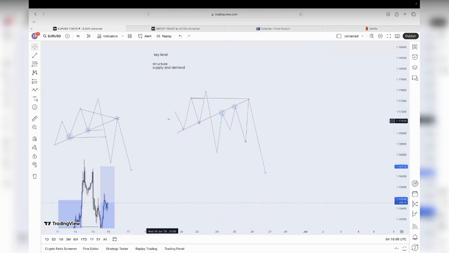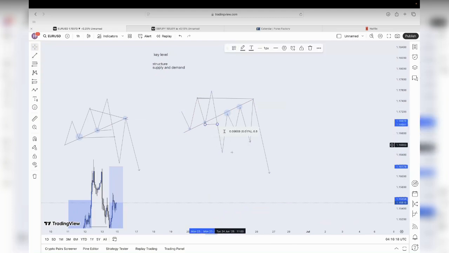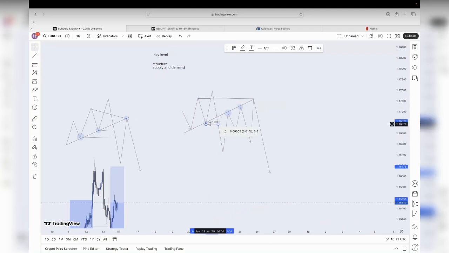Why? Because I can see structure, which is the main guy. I can see that this is the MSS that price created. This is sell side structure. This is a structure, right? I can see that this is the MSS that price created. After creating that MSS, it gave us this inducement here.